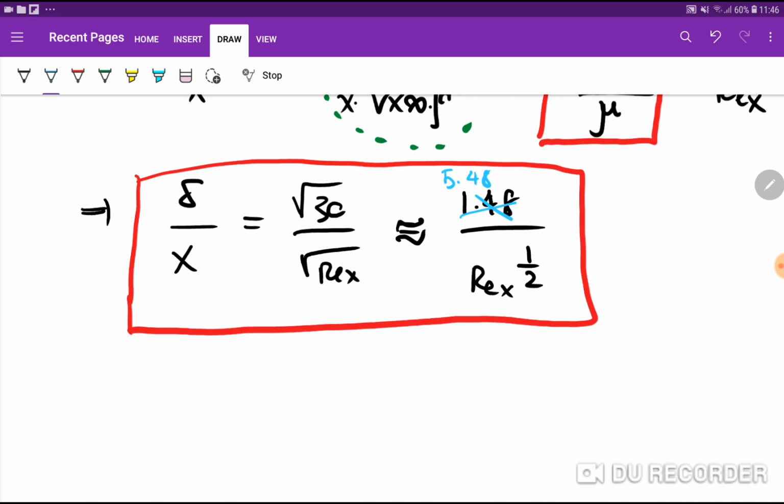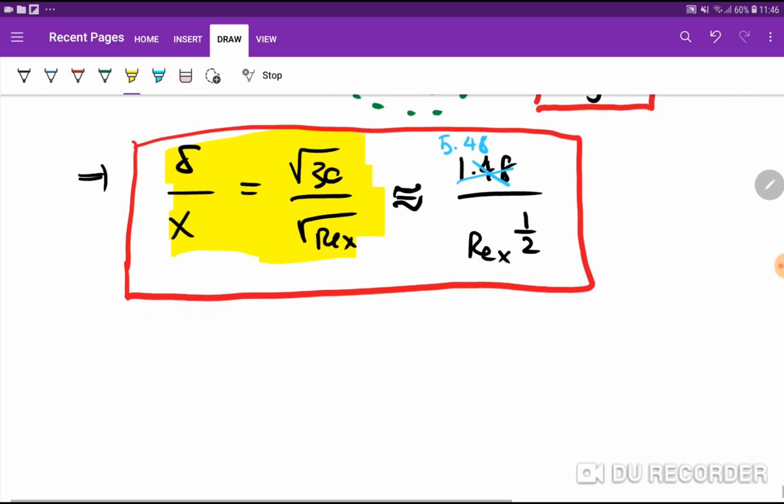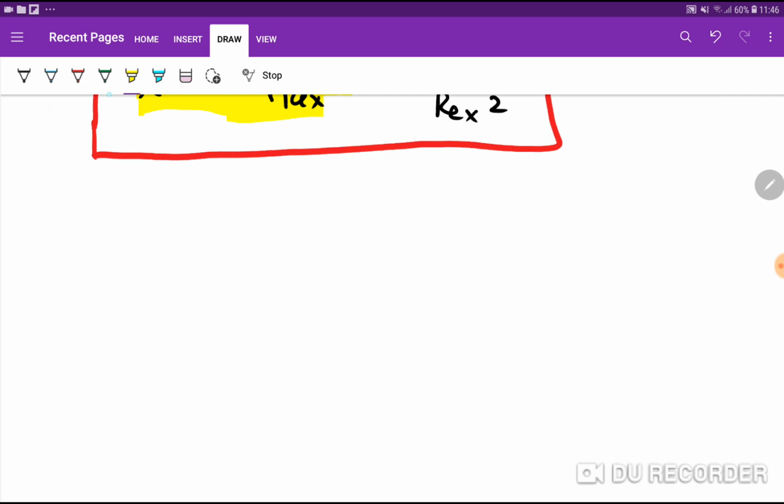However, if you want to increase the accuracy of the problems, it's always a good idea to use the square root of 30 instead of an approximate term. So what I mean is this term right here on the left is more accurate than, say, delta over x equal to 5.48 over Reynolds x to the power 1/2. We'll use it again in the next part. That being said, let's see what the next part asks us to do.